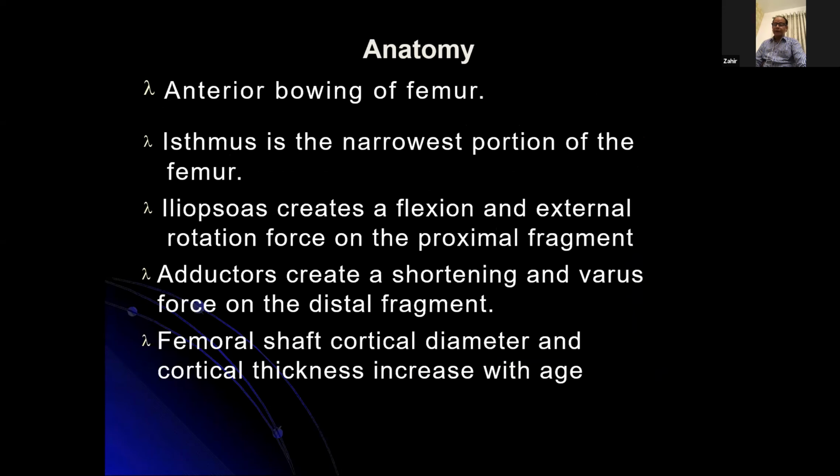Anatomy of the femur: anterior bowing of the femur, and the isthmus is the narrowest portion of the femur. The iliopsoas creates a flexion and external rotation force on the proximal fragment, and the adductors create shortening and varus force on the distal fragment. Femoral shaft cortical diameter and cortical thickness increase with age.